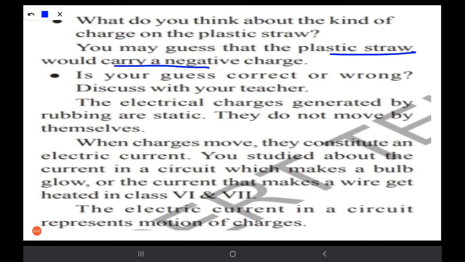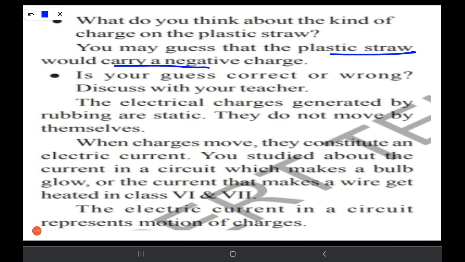Yes, already we observed in this activity that the balloon and refill attract each other, because here the balloon is rubbed by woolen cloth and the refill is rubbed by the polythene sheet. So here these two different materials are rubbed with different materials, so they acquire different charges. So that's why they attracted each other here, right?